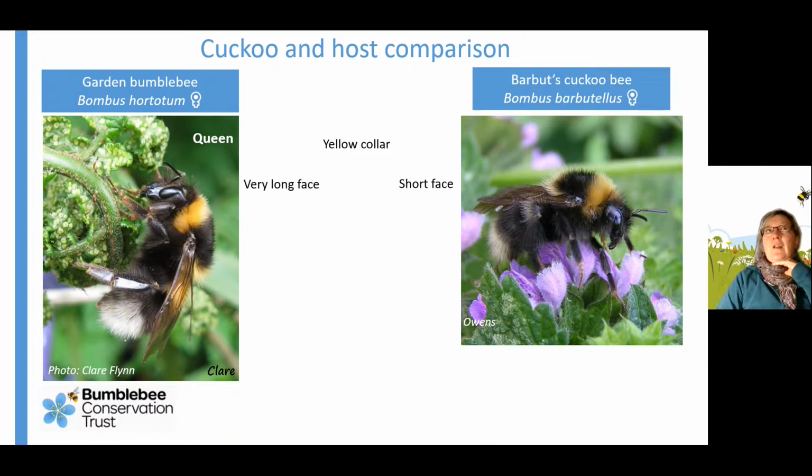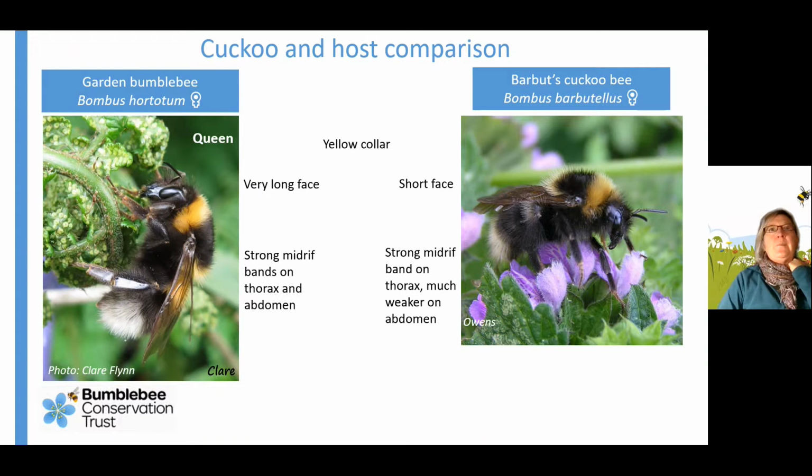The social species has that long face, which is absolutely typical of Bombus hortorum. I've just noticed a spelling mistake there in that Latin name. Please forgive me. And the cuckoo, barbutellus, has a much shorter face. In the social bumblebee queen, strong midriff bands on both the thorax and the abdomen. In the cuckoo, the thoracic band is strong, but the abdominal bands are weaker. Not quite so obvious, and they both have their nice white tails.